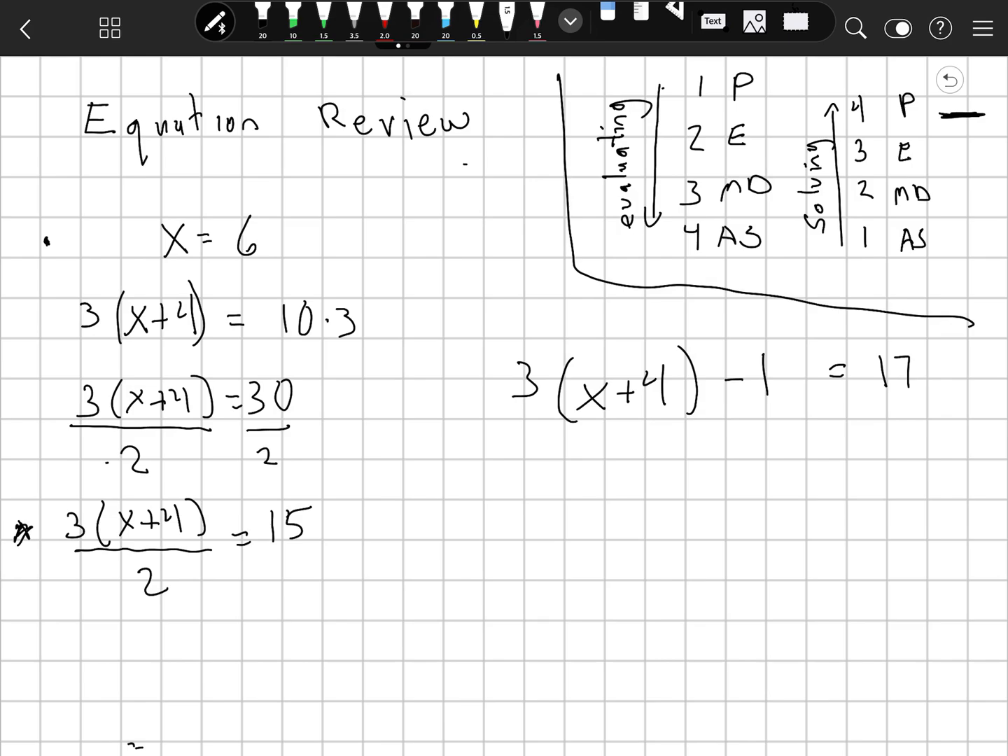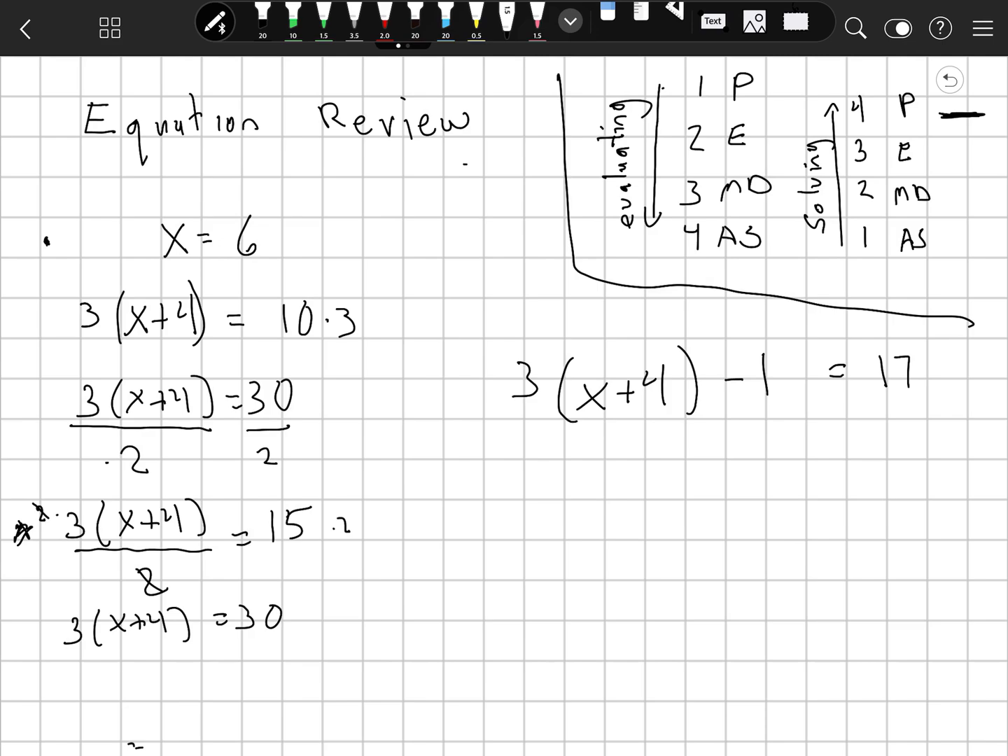Remember, the last thing we did was divide by 2. So I'm going to multiply both sides by 2 and just see what happens here. So I got a 2 here and a 2 here, and I'm going to rewrite that. These 2's cancel out. So we got 3 times x plus 4 now equals 30. Notice that gives us the previous step, 3 times x plus 4 equals 30.